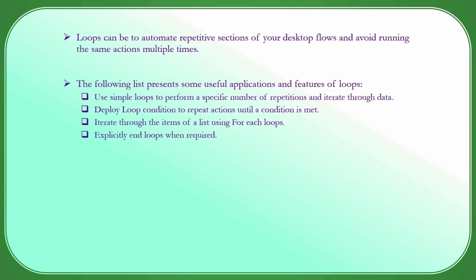Basically, they can be helpful in automating repetitive sections of our desktop flows and avoid running the same actions multiple times. Here, I've listed down some useful applications of loops. First, we can make use of them to perform some specific number of repetitions and iterate through data. Second, we can even use them to repeat actions until a condition is met. Third, we can iterate through the items of a list using for each loops. And fourth, we can explicitly end loops when required. Now let's proceed with our first action.